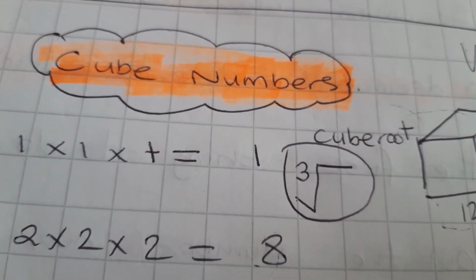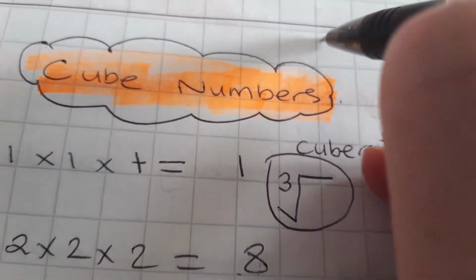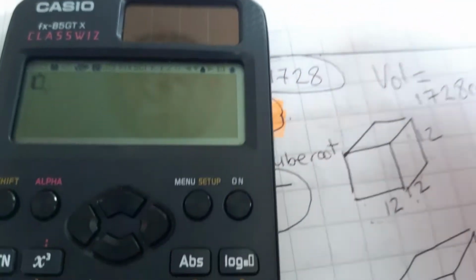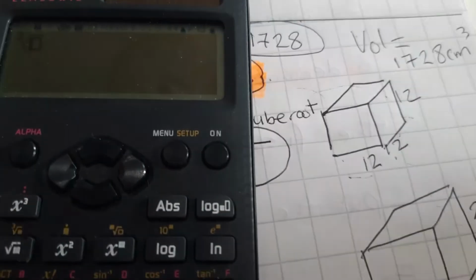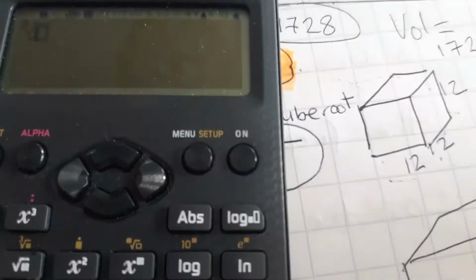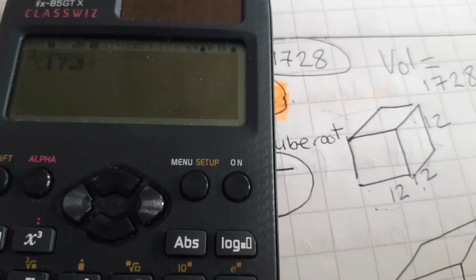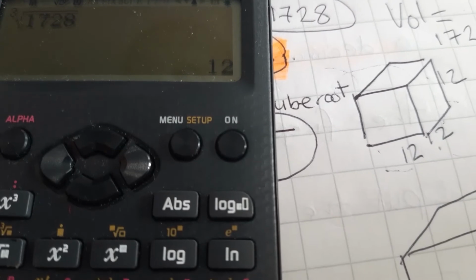Say we wanted the cube root of 1728. So we press shift and that button, and you can see the symbol is up there. Press the number 1728, equals, and our answer is 12. The cube root of that number is 12.